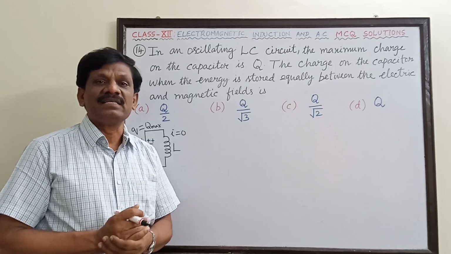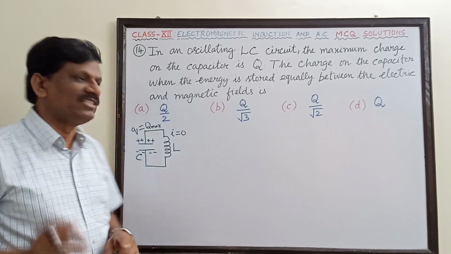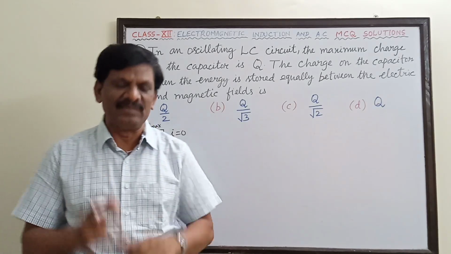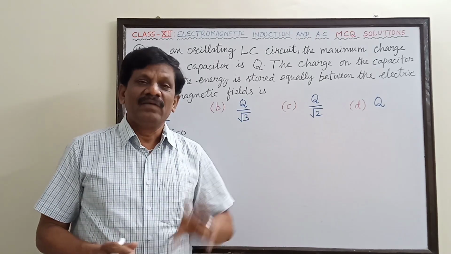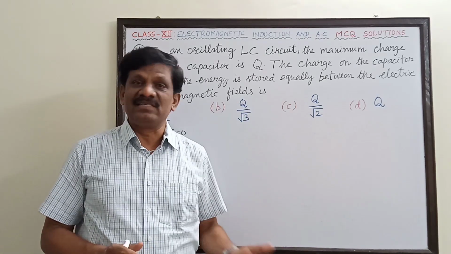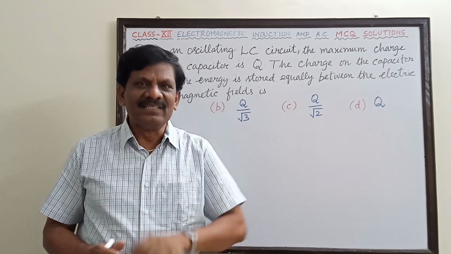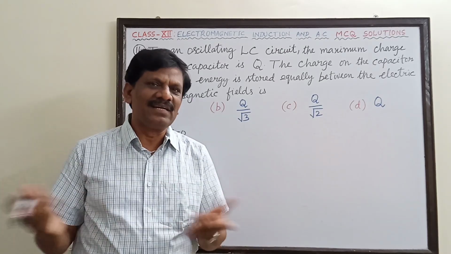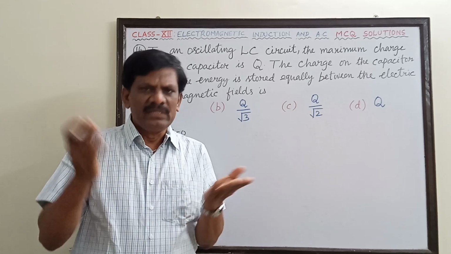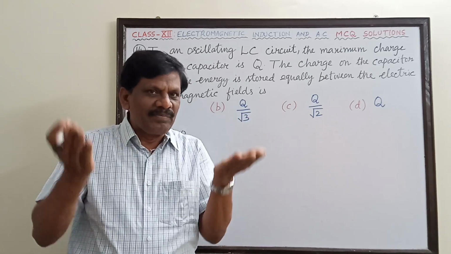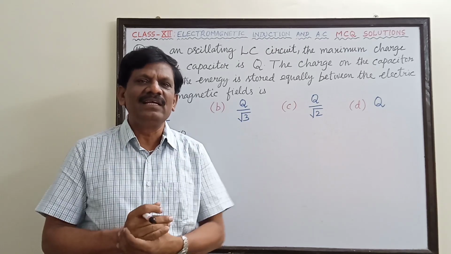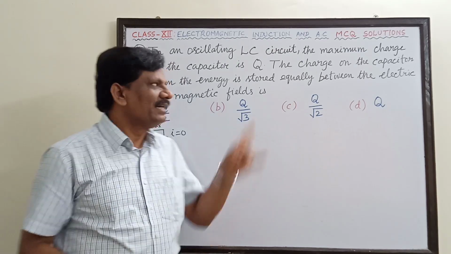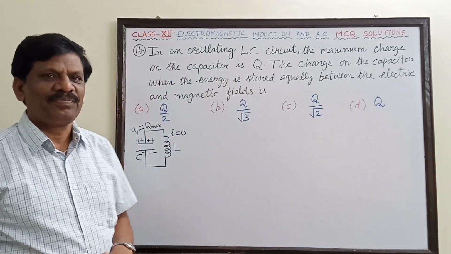So at some instance, when the charge in the capacitor is maximum, the current in the inductor will be 0. When the current in the inductor is maximum, there will be no charge in the capacitor because it has already discharged. So in between, at one stage, what is going to happen? The energy will be equally shared by the electric field as well as the magnetic field. That only we have to find out.